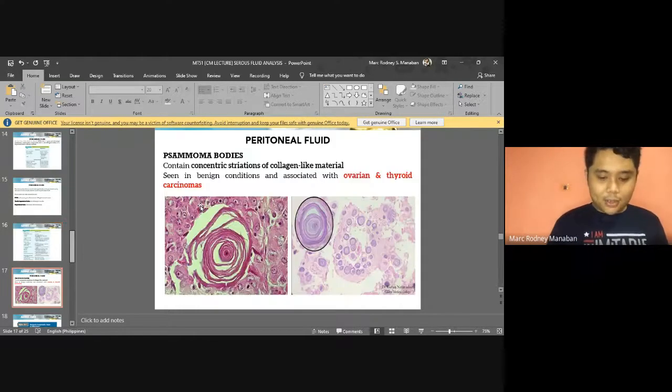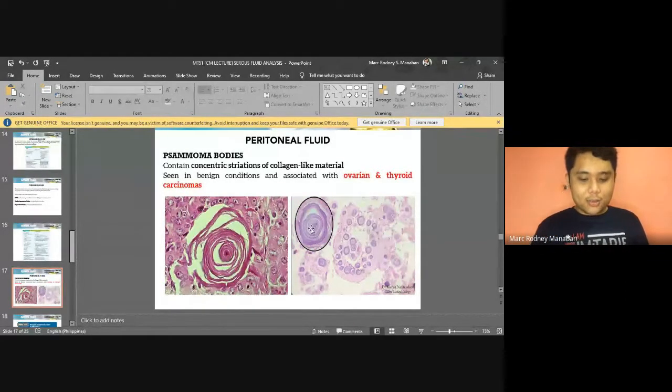Now, very important, very characteristic cells here in peritoneal fluid are the psammoma bodies. These psammoma bodies are concentric striations, like a parasite actually, no?